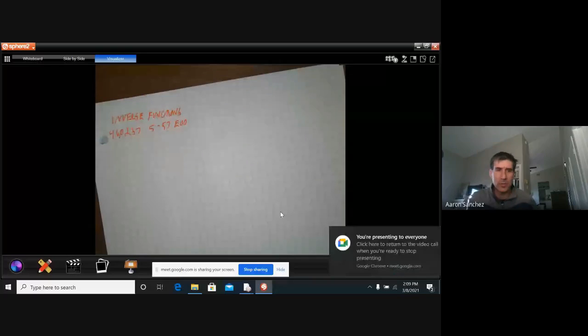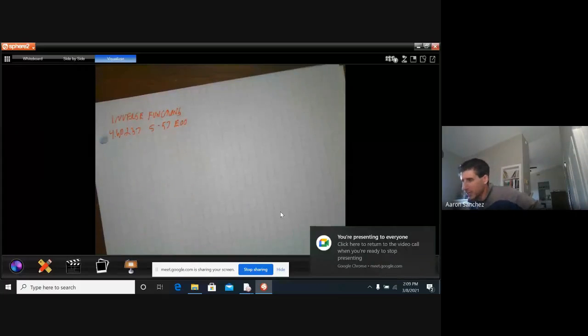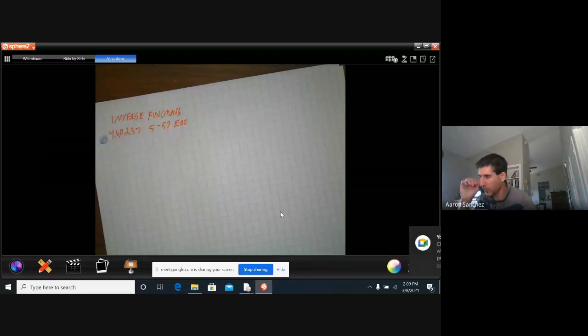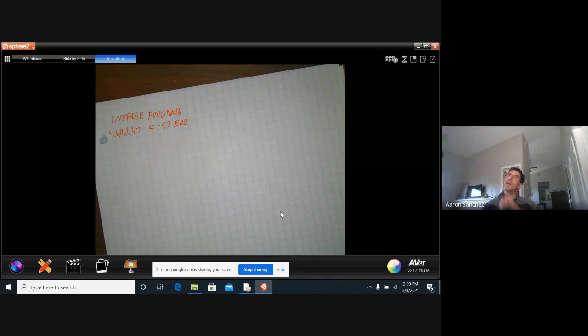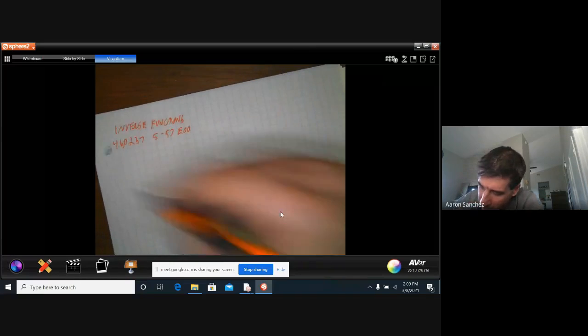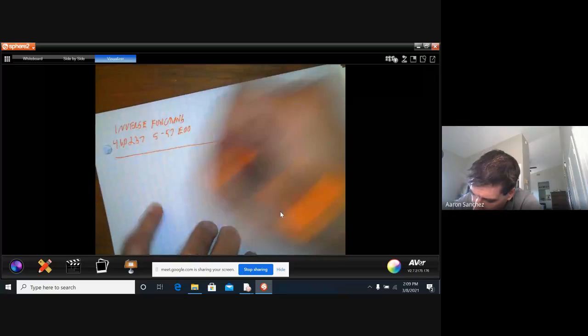Let's talk about an inverse function. What is an inverse function? So inverse is almost what it sounds like it is, but it's not all what you think. When you think of an inverse, inverse of right is left, inverse of up is down. What if you have an inverse of a function? So let's take a function.